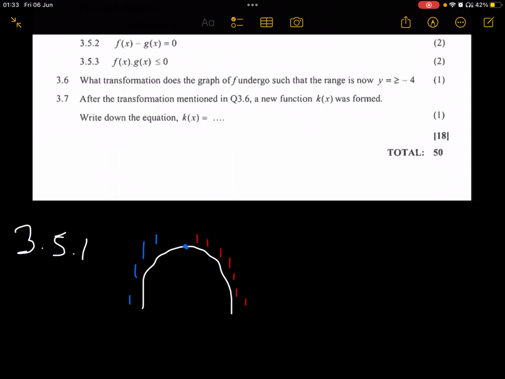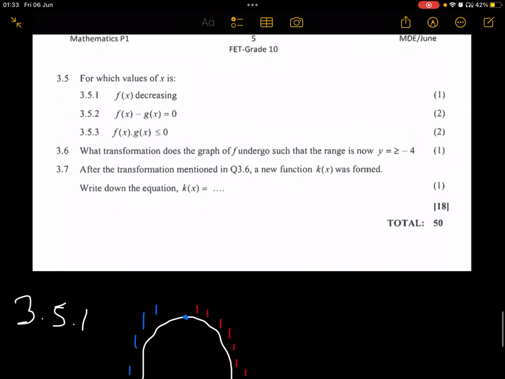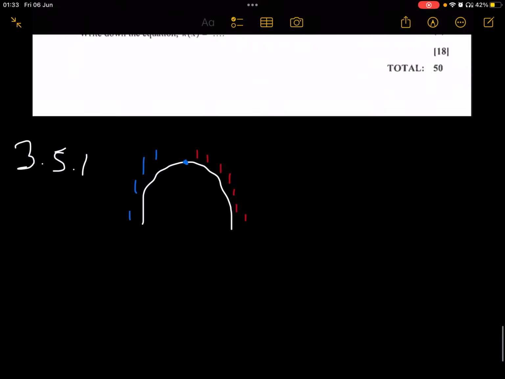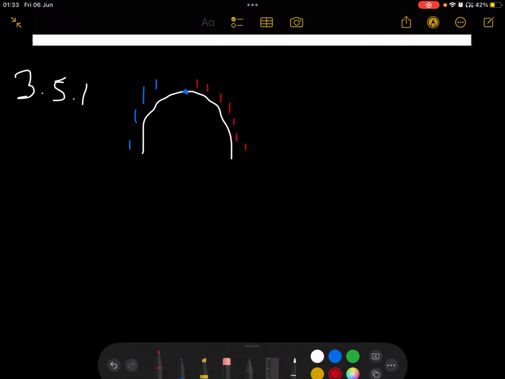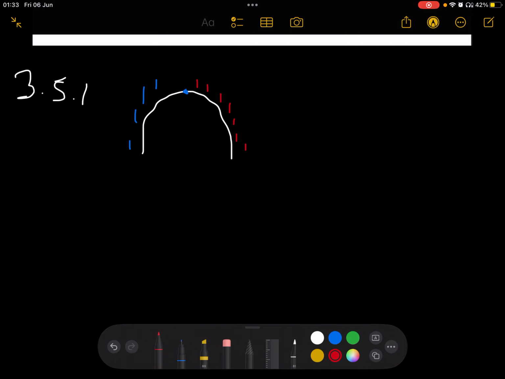Now, the question is asking us for which values of x is the graph decreasing. Now, what is the x value when we get to the turning point? The x value when we get to the turning point is 0. So all the values going to the right are when the graph is decreasing. Therefore, we can write this down as x is greater than 0, because it's all the positive x values.